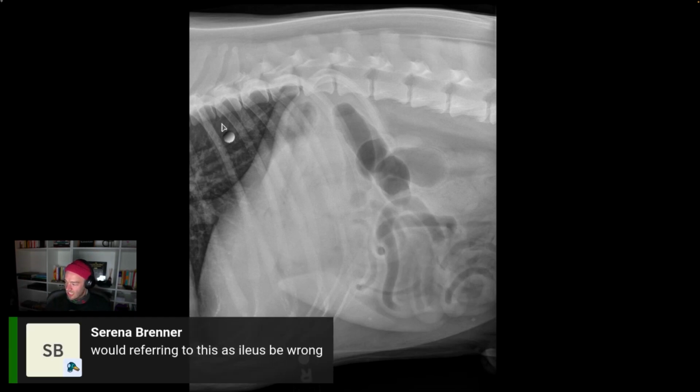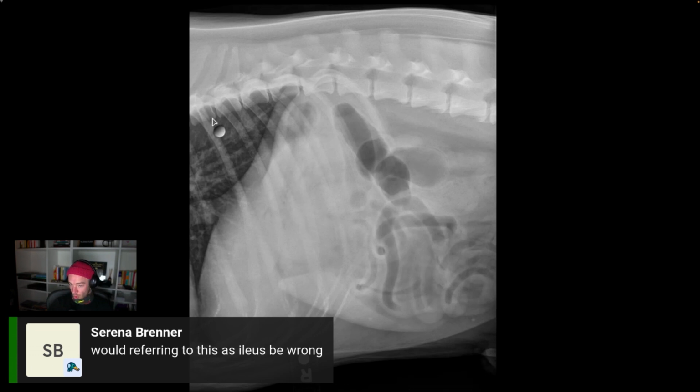Would referring to this as ileus be wrong? So when I think of ileus, I think of either a functional or a mechanical ileus. And because the radiograph report is just trying to be a clear and helpful communication device, I try to make it as clear as possible. I want to make sure that none of the wording that I use is, I don't want you guys to call me. Don't call me. Don't email me, because no, I'm kidding. So referring to this as ileus, I don't use the word ileus ever.